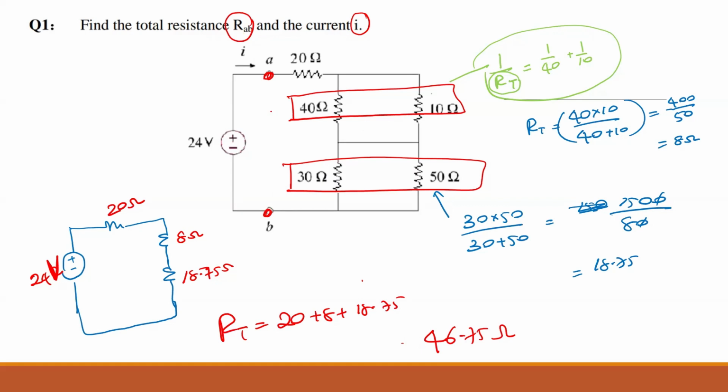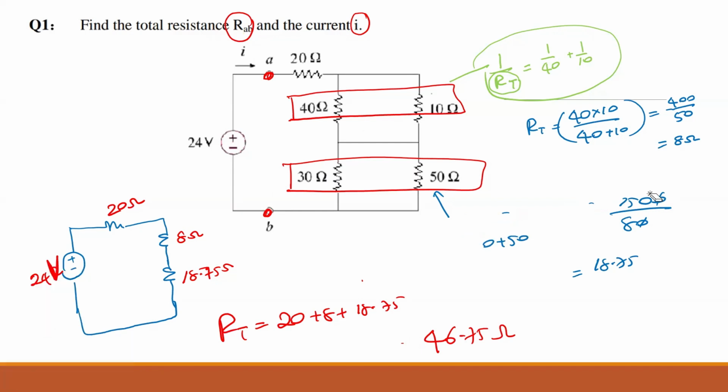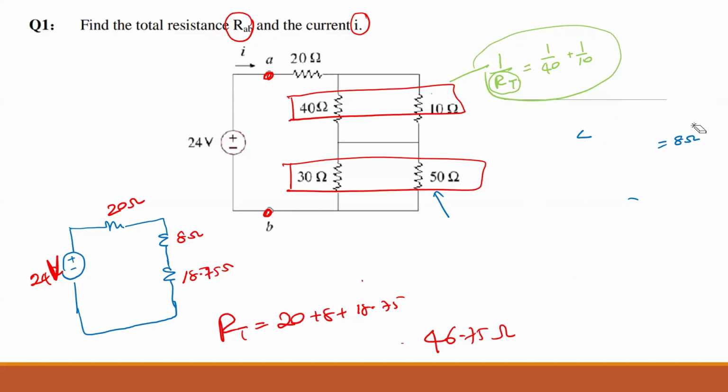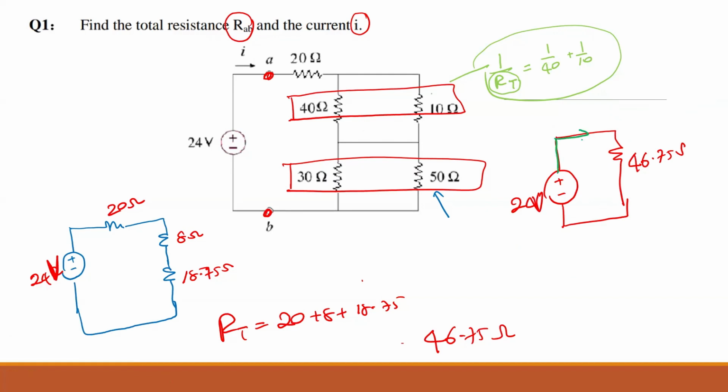So across AB, the total resistance, if you make it a single resistor, will be equal to 46.75. Am I right? So we have simplified the circuit. You have to do this throughout, simplification of the resistors. So you have a new circuit now, a simplified version of the same circuit, which is 46.75 ohms, and you have 24 volts here. So they're asking to find the current coming out of this 24.